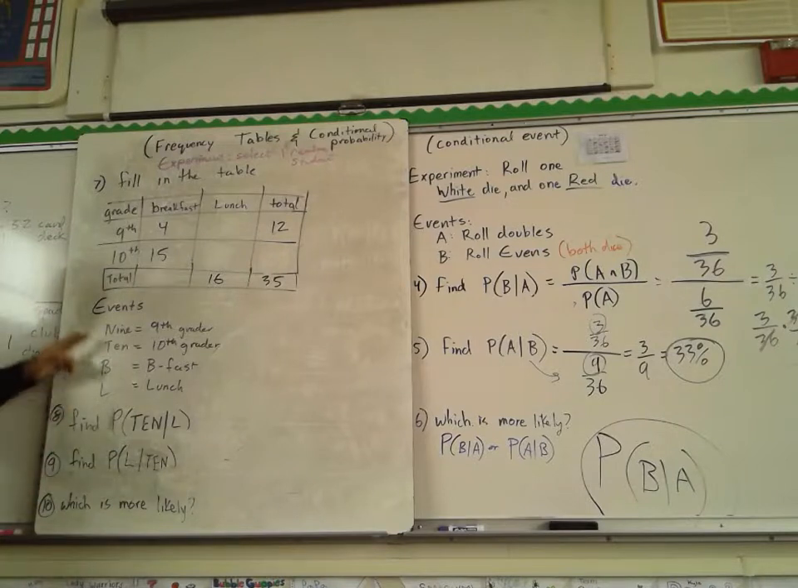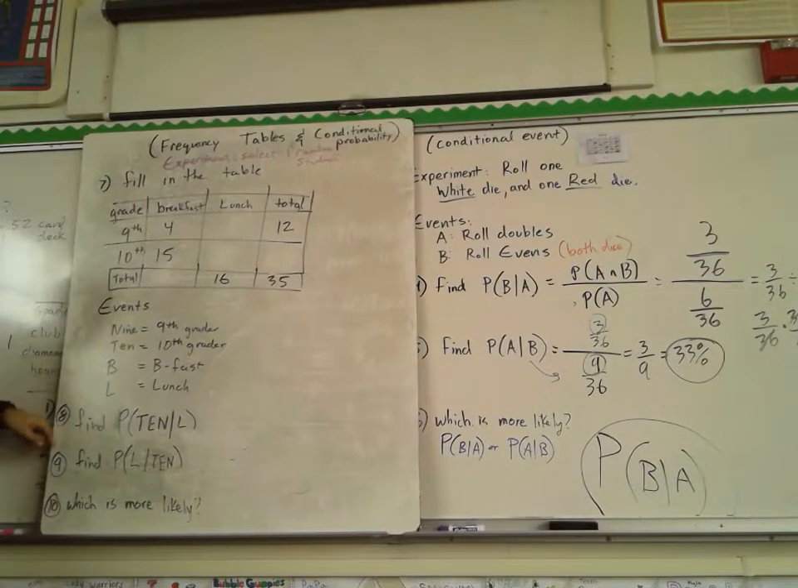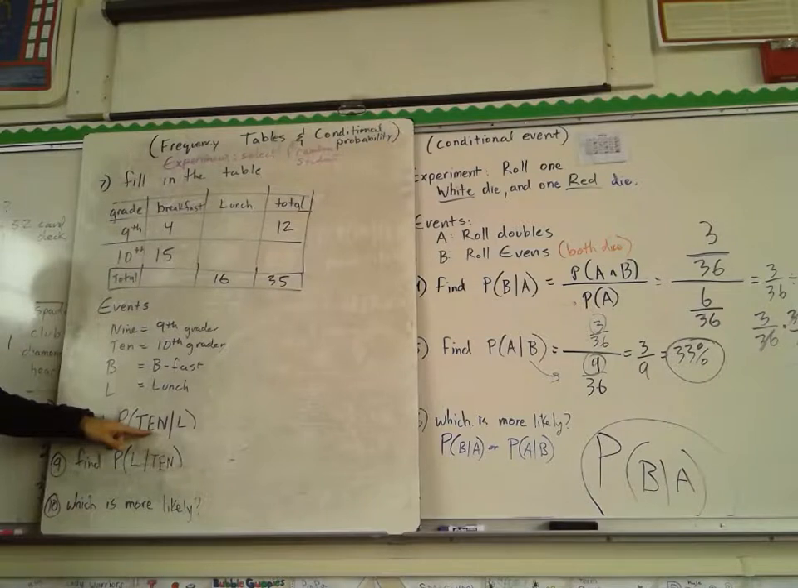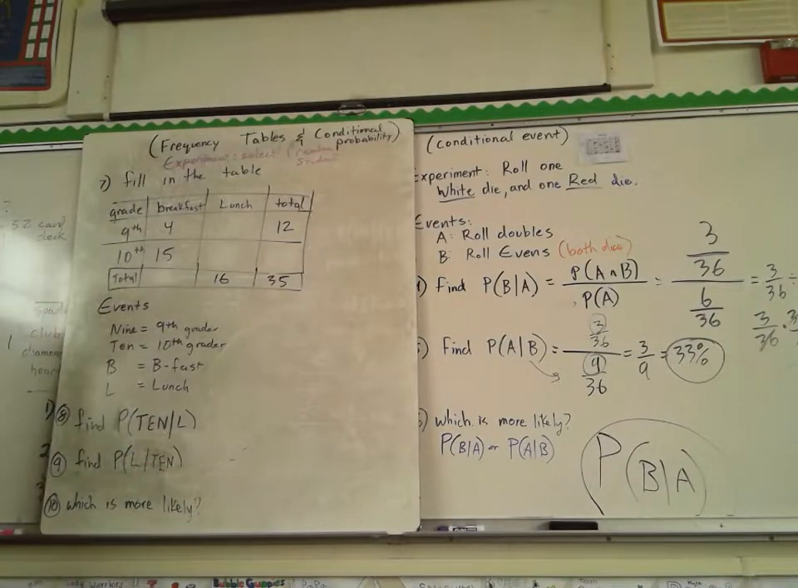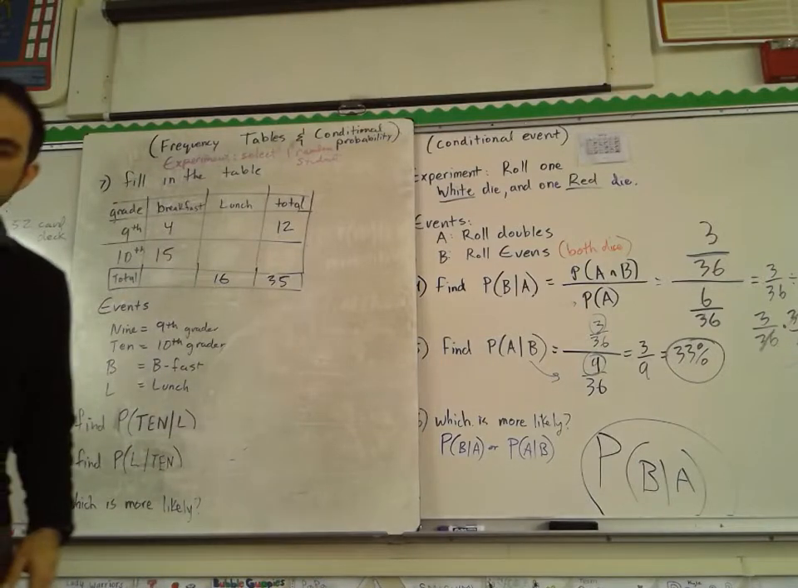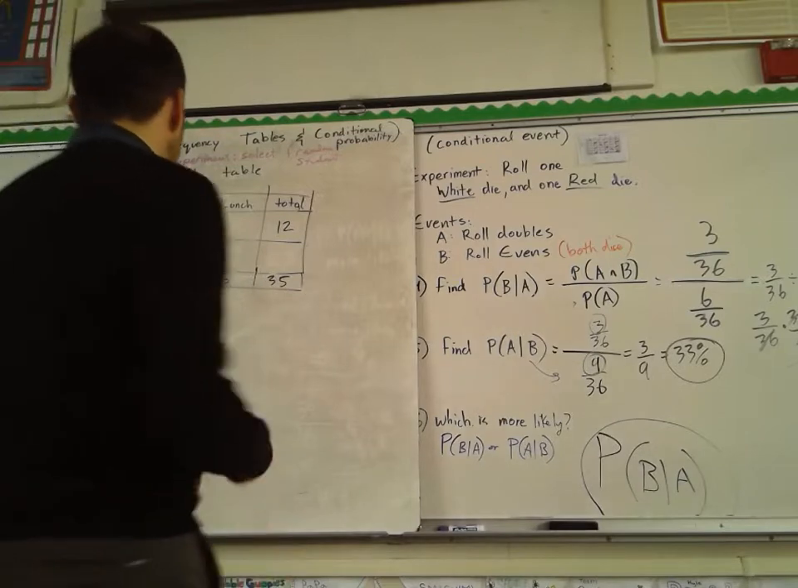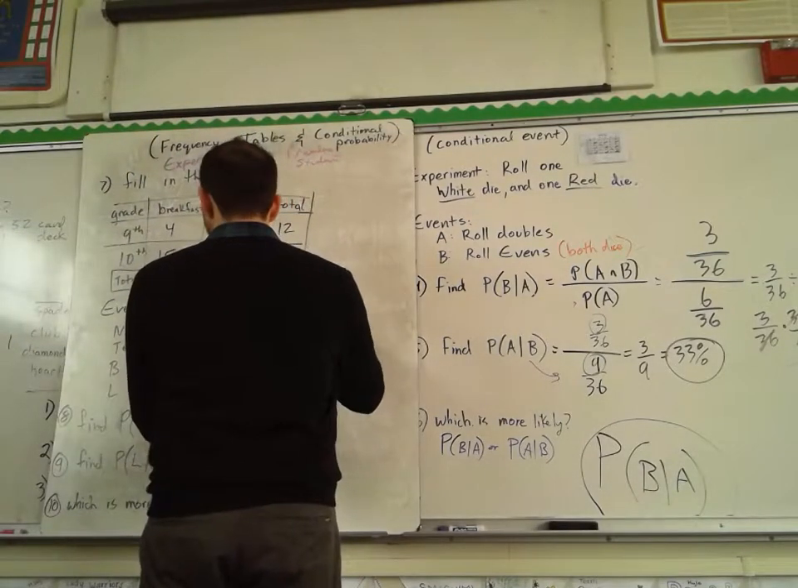Our events are going to be 9 is 9th graders, 10 is 10th graders, B is breakfast, L is lunch. And then for 8, we need to find the probability that we select a 10th grader given that the person likes lunch. Number 9 is select a lunch person given that they're a 10th grader. They look like they might be the same, but they aren't. And for honors, I also want you to see if this is independent. Just this one.